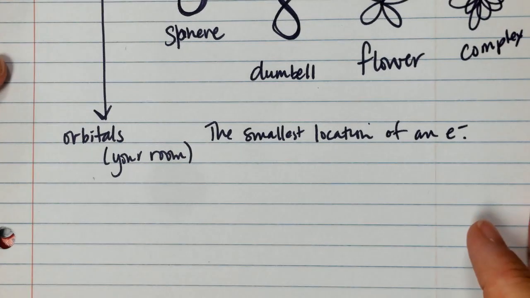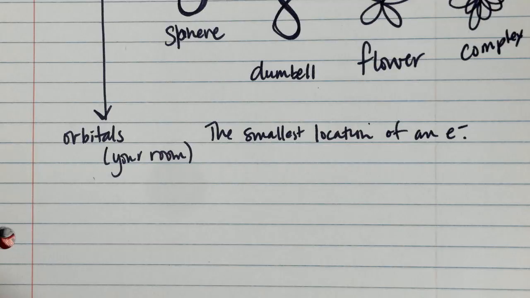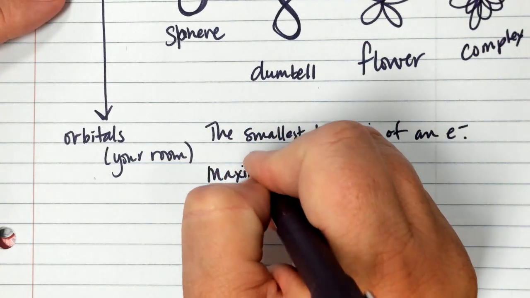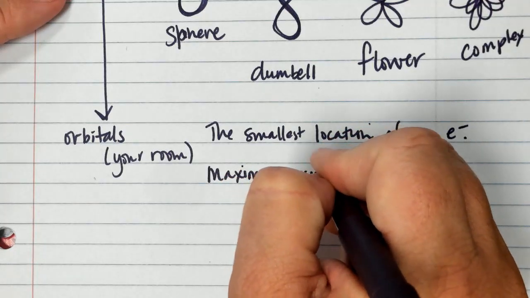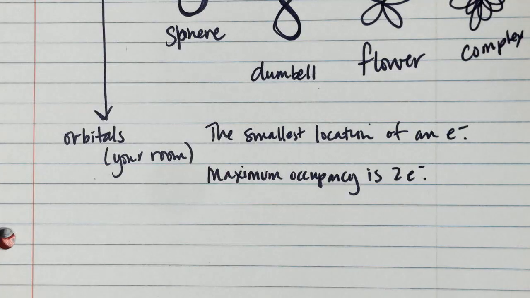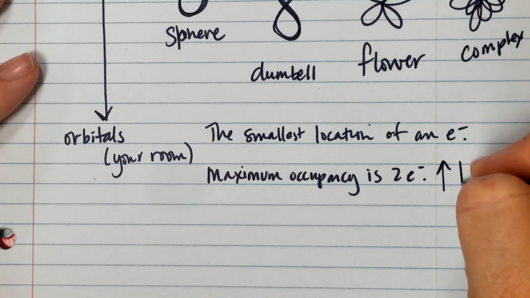So there's a maximum occupancy for this. What's the maximum occupancy of an orbital? How do you remember that? The boarding house thing had 2 per bunk, and the orbital diagram within that same packet had 2 per square, or box. And so the maximum occupancy is 2 electrons. Remember, those 2 electrons must be facing different directions.